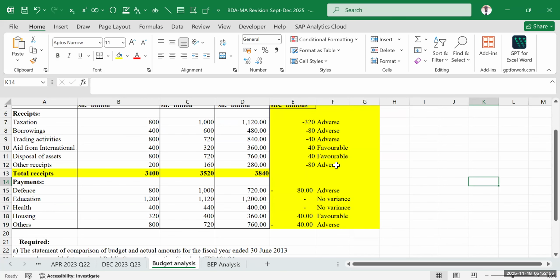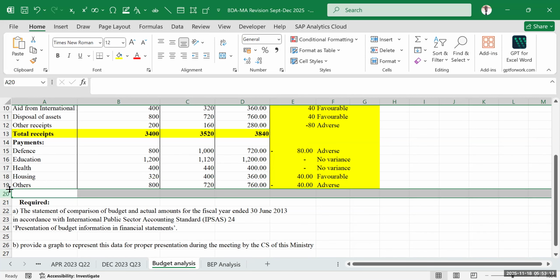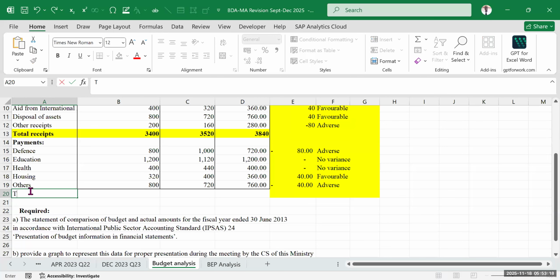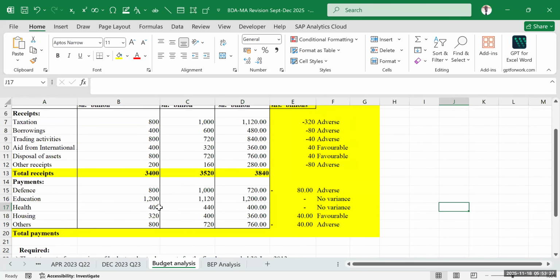Then we look at also the payment side of it. Remember, we want to present this budget information on the financial statements following IPSAS 24. All right. So we also do total payments. There is some row here, but I can as well add another one. Then we say total payments. So I want to do total payments here. I can also highlight it in yellow.